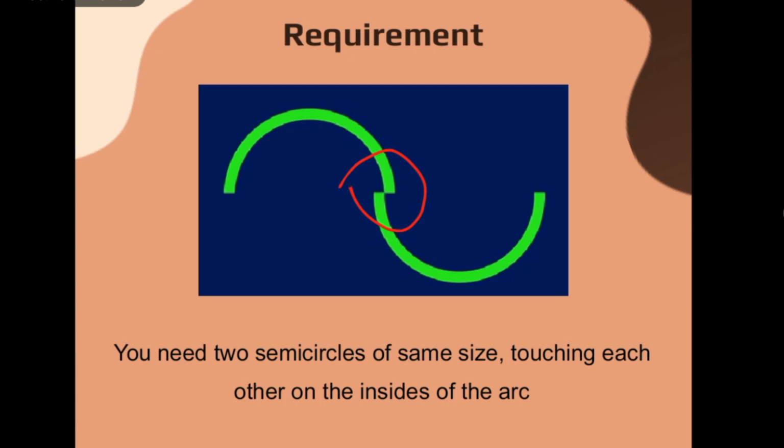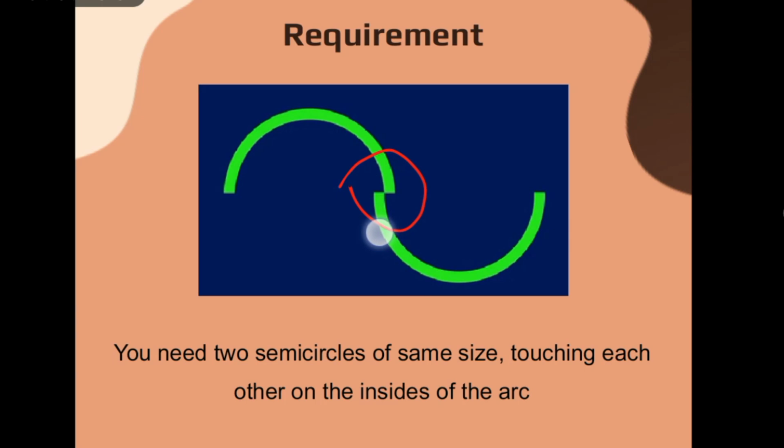The semicircles which you have seen over here should be of the same size. First thing is, they should be of the same size. They should touch the inner corners. Right, in this semicircle you can see the inner corner is touched with the upper inner corner of the upper semicircle. So you need to have this so that you can note the intraocular pressure reading.